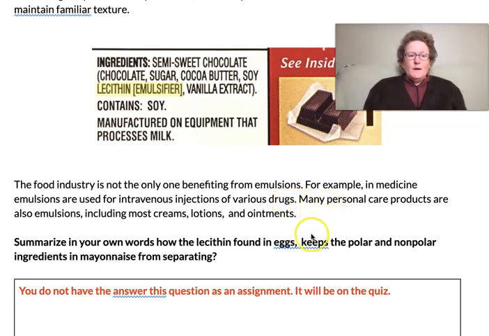Many personal care products are also emulsions, including most creams, lotions, and ointments. If you look at your lotion, it might have lecithin as an emulsifier in it, or maybe they used something else.